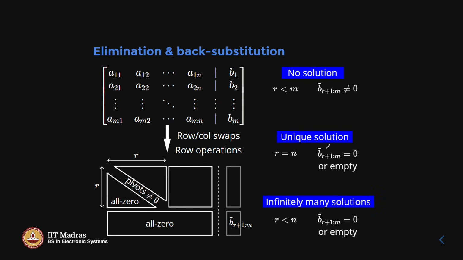You can also have this part being empty, with no issue with consistency, but r became less than n. The number of pivots you found is less than the number of variables you have. In that case, you will have n minus r free variables, and an n minus r dimensional solution for your problem. You'll have infinitely many solutions. You'll have to parameterize the free variables, move them to the right, and solve for the pivot or dependent variables in terms of the free variables, and you will get that solution in that many dimensions.